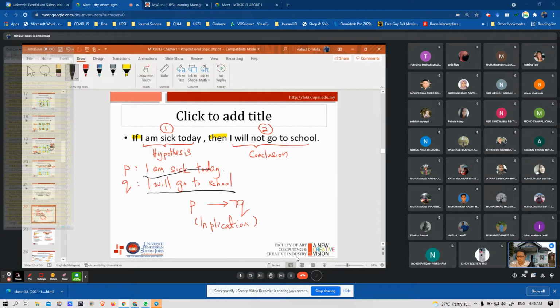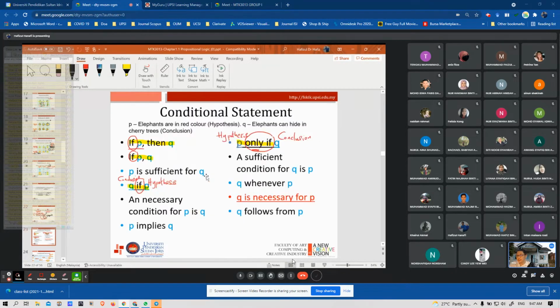How to make it will not go? We use the negation. We negate. Okay, we negate the proposition. Okay, and then we have a conditional statement.